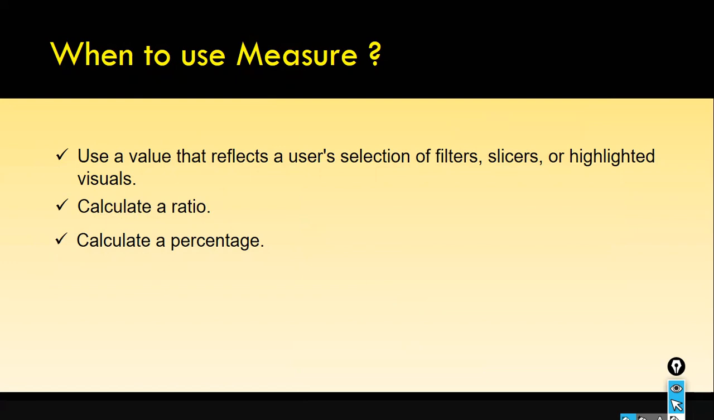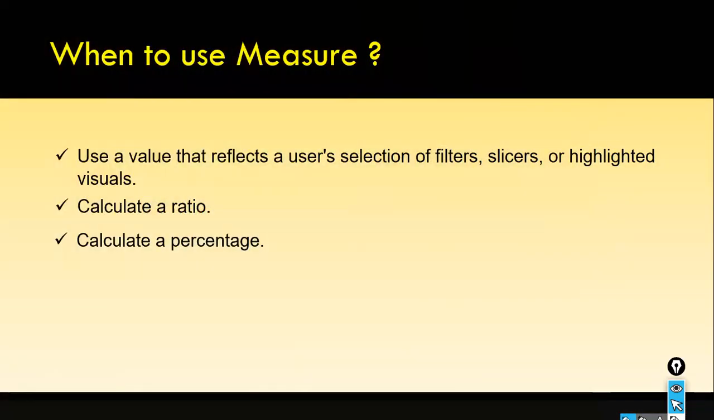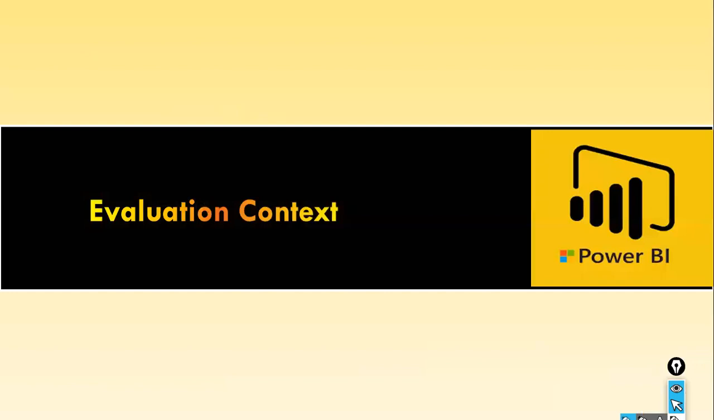There are two types of measures: implicit measure and explicit measure. Before we proceed with understanding what is implicit and explicit measure, we will get started with understanding the evaluation context. What is evaluation context?